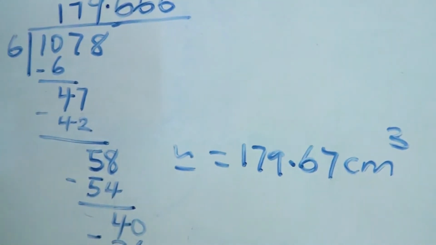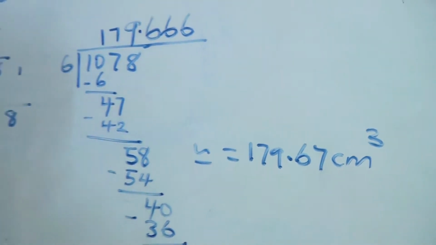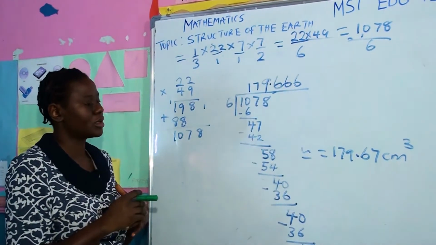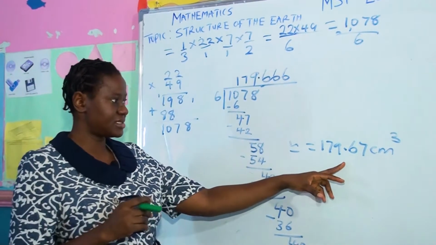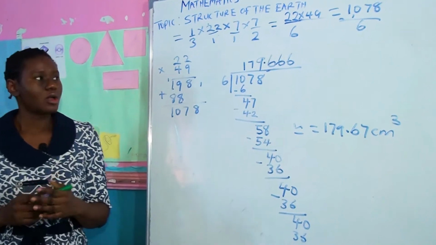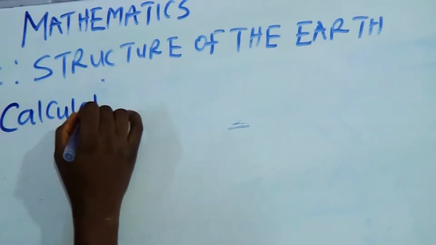Centimeter cube. All right. So our answer, the volume of this sphere would be 179.67 centimeter cube. I hope that is clear. All right, let's take another example.